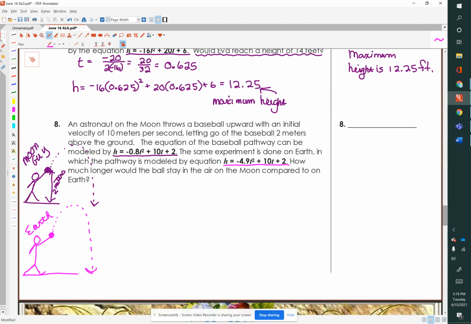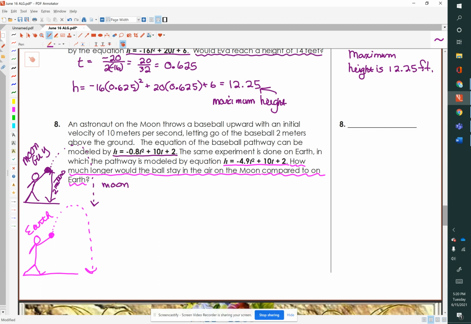Now, here's the question. How much longer would the ball stay in the air on the moon compared to on Earth? So they're already telling us our moon answer is going to be larger, greater than our Earth answer. So let's do the moon first, and then we'll do the Earth. Let's do the moon in the darker color.